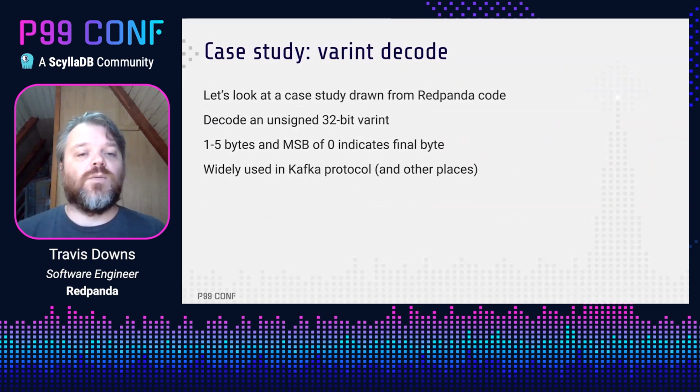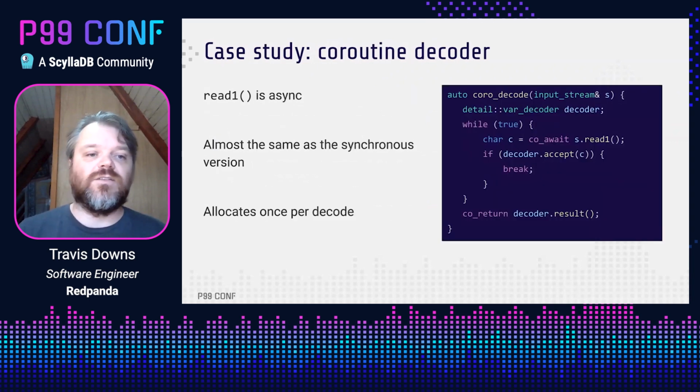People are probably mostly familiar with what a varint is, but briefly, it's a variable length integer, 1 to 5 bytes, and the top bit of each byte indicates whether more bytes follow. So the last byte will have a 0 bit, and the decoding just basically consists of stripping out the top bit and smashing together the 7 payload bits into the final value. It's widely used in the Kafka protocol. Almost every API uses it for lengths of structures and things like that. And it's also widely used elsewhere. I think Kafka uses the exact same varint as protobuf, for example.